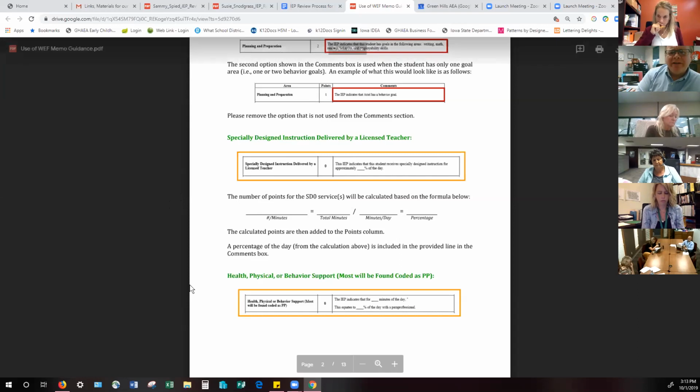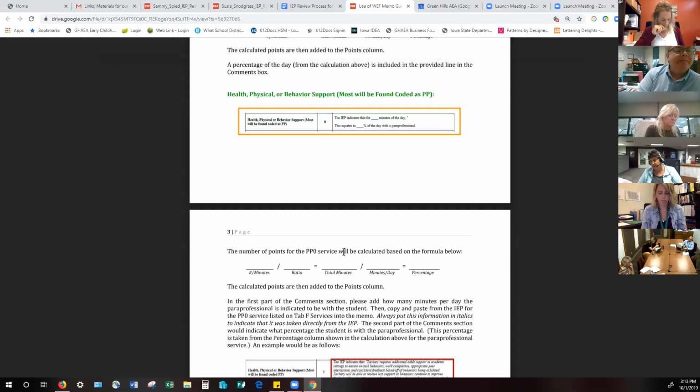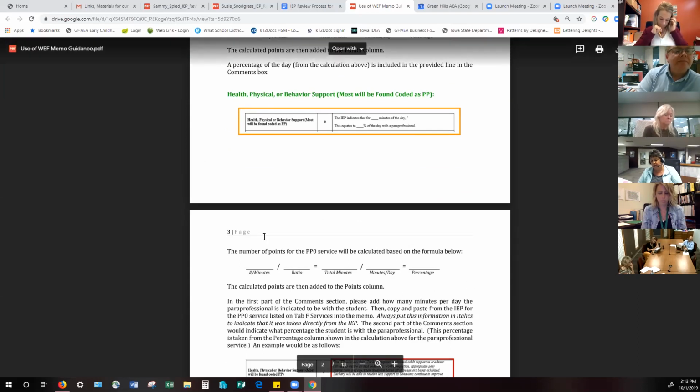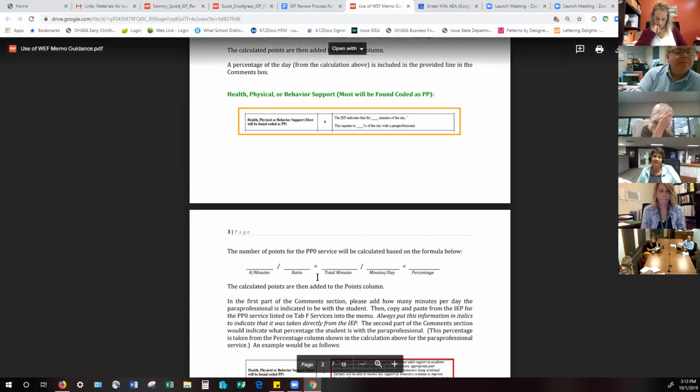Good point, Joni. So if we go down to health, physical, or behavior, remember that's referring to the paraprofessional. And once again, I included a formula there to assist. Notice that I did include a ratio.